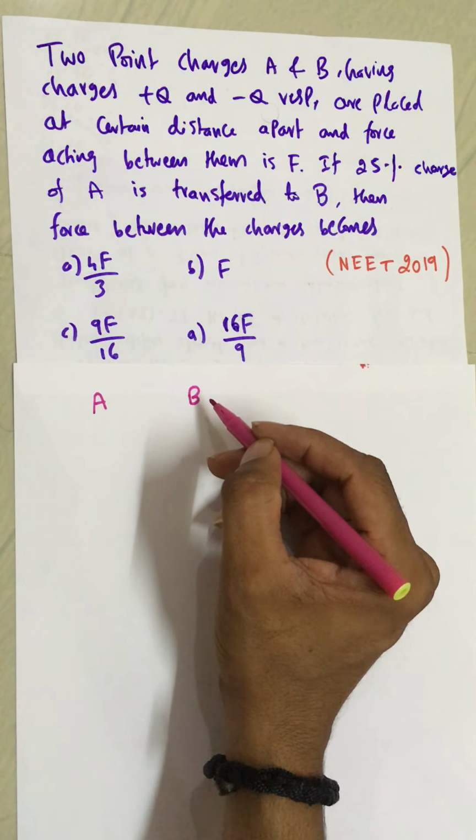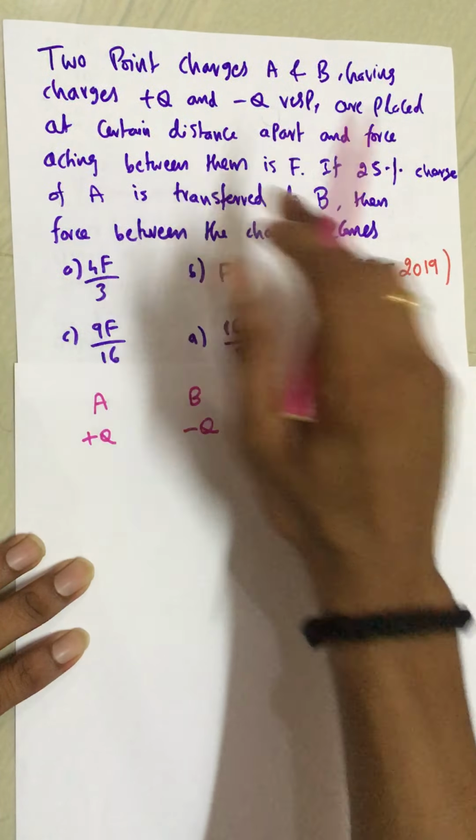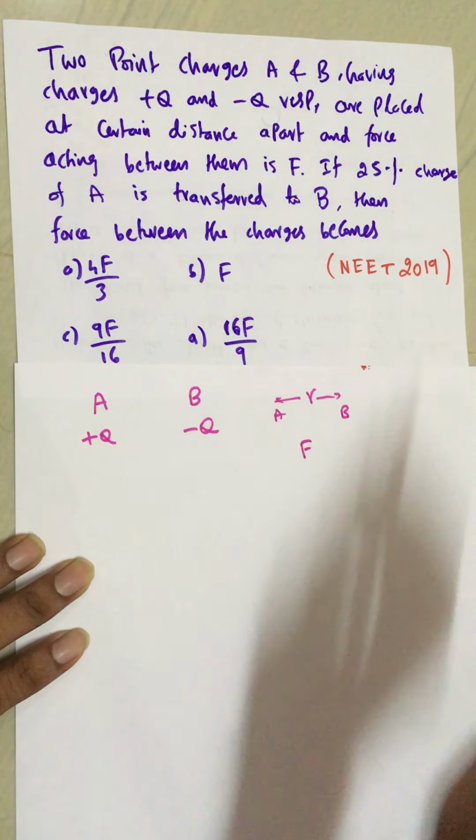Initially, charge A has a charge of plus Q and charge B has a charge of minus Q, respectively, placed at a certain distance. Let me say some distance R. So this is A and this is B, and the force acting between them is F.